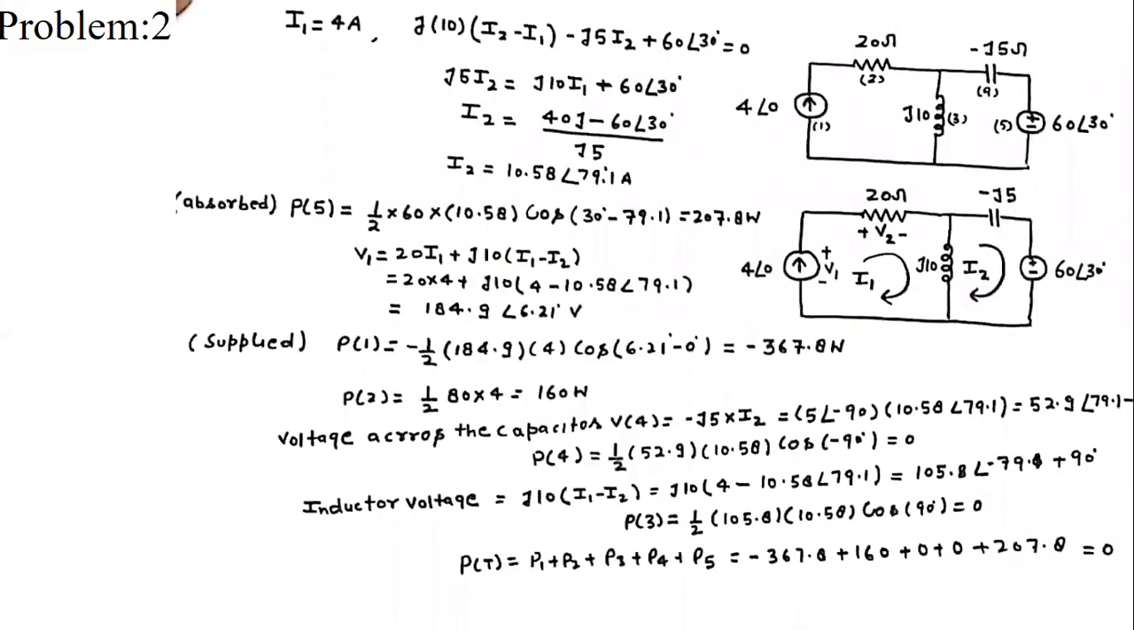Now, one more question. Please go through this. You will find some important conclusions in this example. So, see, here a problem is given. This is a 4∠0 current source, a 20 ohm resistance, a j10, a -j5, and a 60∠30 source, and we have marked this as source number 1. Suppose this is 1, 2, third element 3, this is the fourth element, and this is the fifth element.